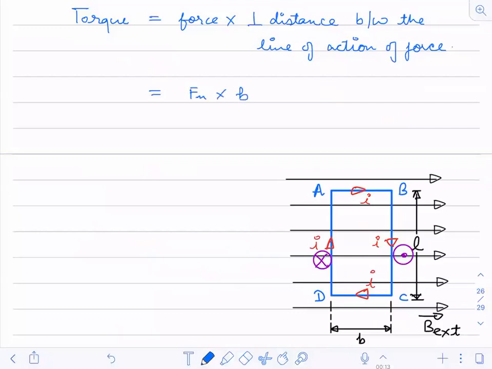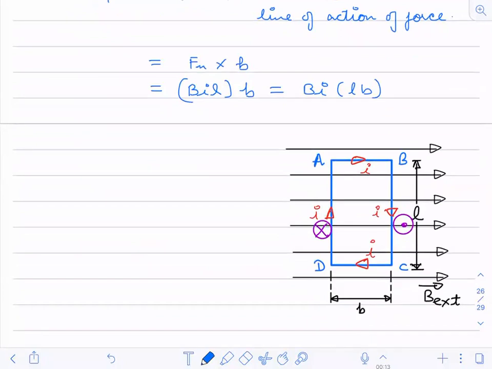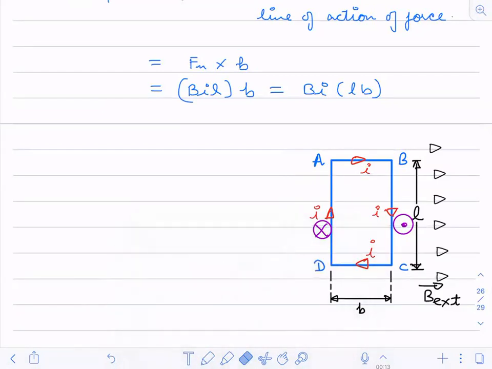Now what is the value of the magnetic force here? The magnetic force value is BIL into small b. So this becomes BI into L into b. Now just consider this loop over here.